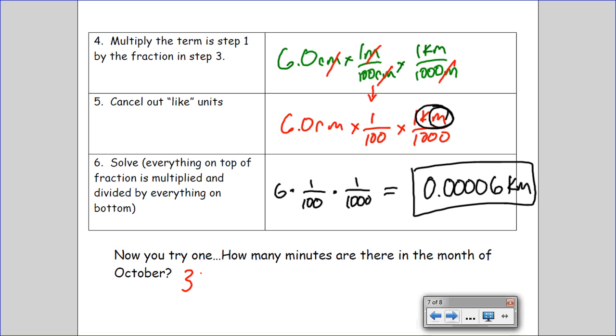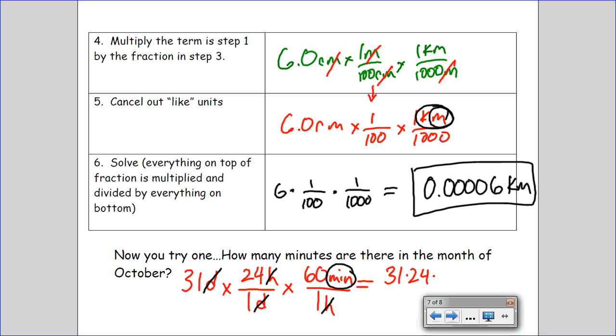If there are 31 days in October, you'll multiply that by 24 hours over 1 day. Why? Because the days will then cancel, leaving you with hours. Then you'd multiply that by 60 minutes over 1 hour. Why? Because we're canceling hours and we want the final answer to be in minutes. This leaves us mathematically with 31 times 24 times 60, and the units are in minutes. Okay? So there we are.